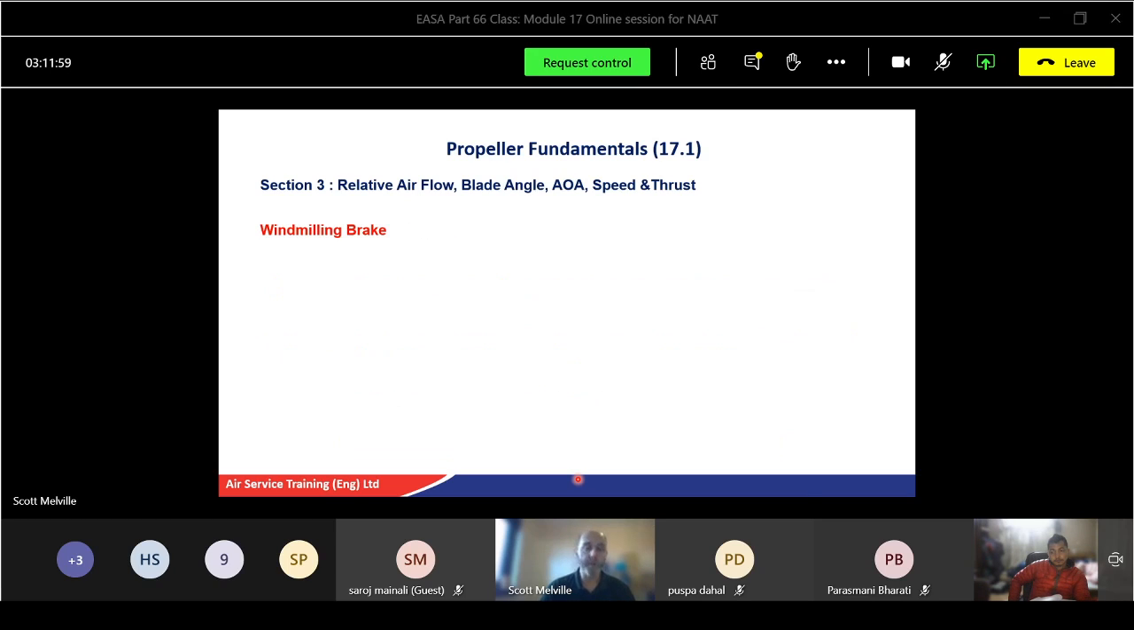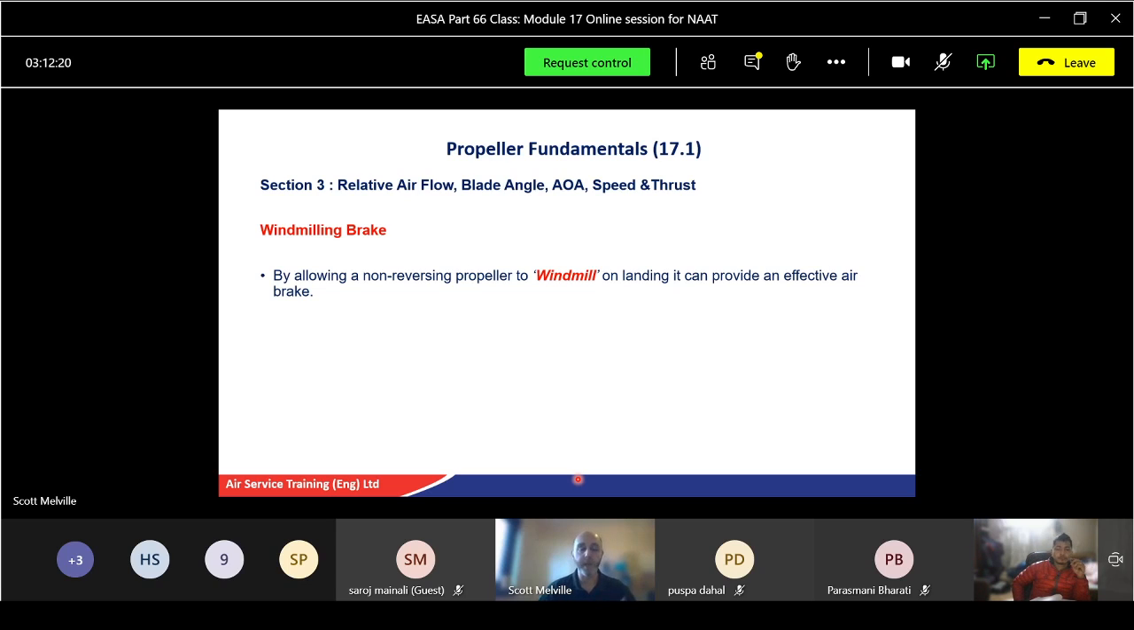Now we can have a windmill brake because you can be sat on the ground and no engine's rotating, but you don't want the propellers rotating either. So we can actually put a windmill brake in there, just like a car. By allowing a non-reversing propeller to windmill, on landing it can provide an effective air brake as well. So just by using that, you can use it as an air brake. That helps slow the aircraft down in a controlled environment, obviously.